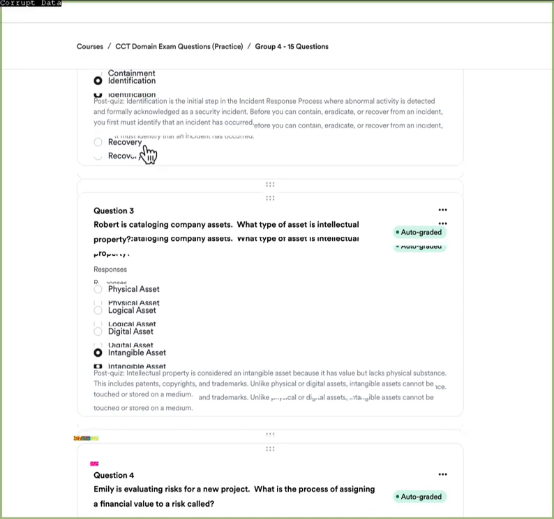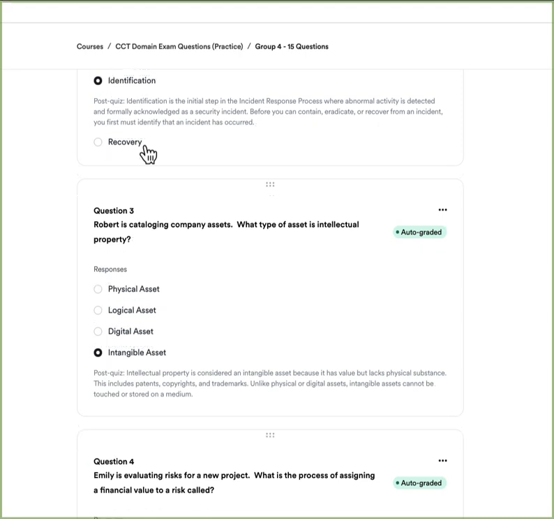Question 3. Robert is cataloging company assets. What type of asset is intellectual property? A, physical asset. B, logical asset. D, digital asset. Or C, intangible asset. Okay, so what type of asset is intellectual property? And the answer is D.